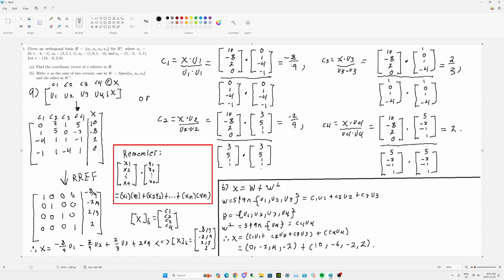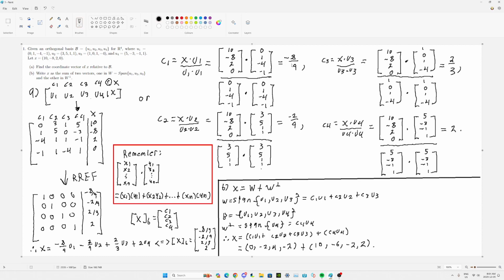But question 1. Given an orthogonal basis B = {U1, U2, U3, U4} for R4, where U1 equals this, U2, and so on, let x equal that. Find the coordinate vector of x relative to B. The first thing we want to do is find the coefficients of our scalars. Imagine x as a linear combination, a span of u1, u2, u3, u4. That's basically what we want to find.